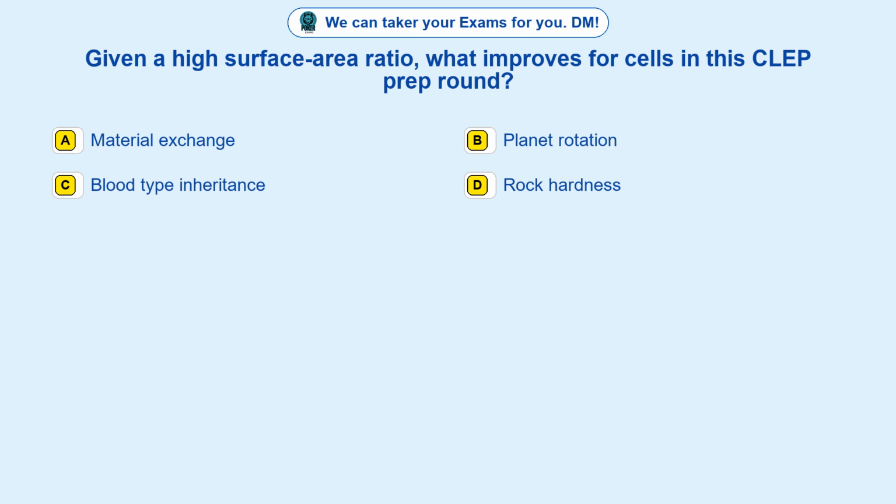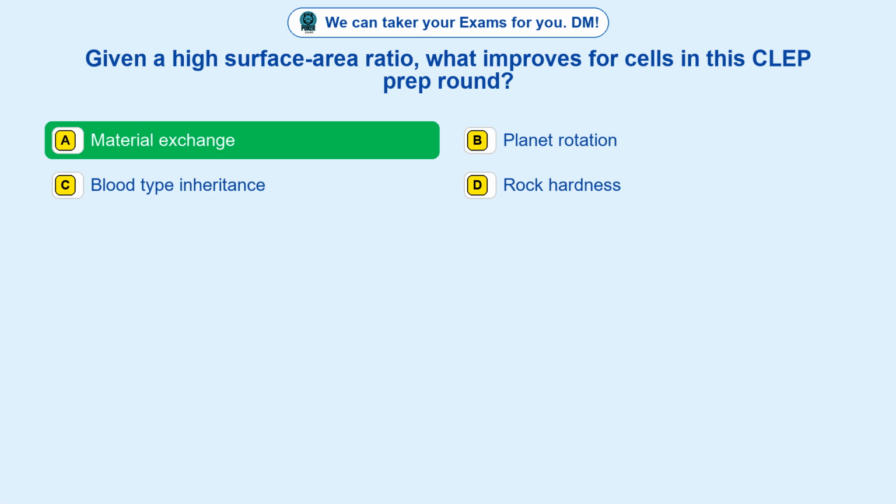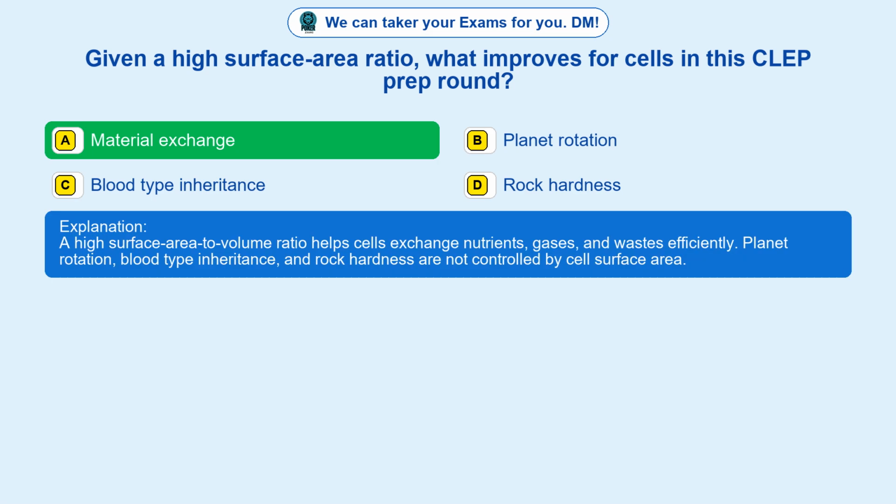Question 26. Given a high surface area ratio, what improves for cells in the CLEP prep round? Option A, material exchange. Option B, planet rotation. Option C, blood type inheritance. Option D, rock hardness. The correct answer is option A, material exchange. A high surface area to volume ratio helps cells exchange nutrients, gases, and wastes efficiently. Planet rotation, blood type inheritance, and rock hardness are not controlled by cell surface area.